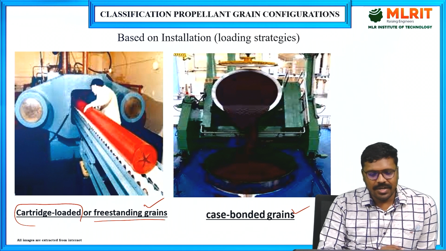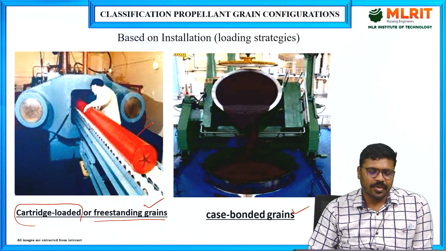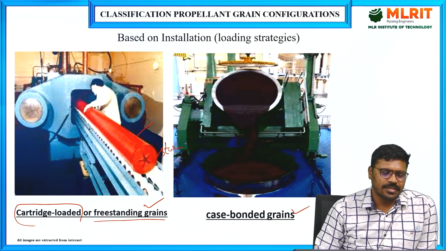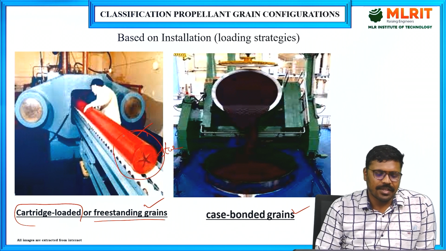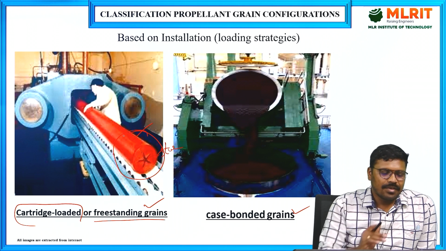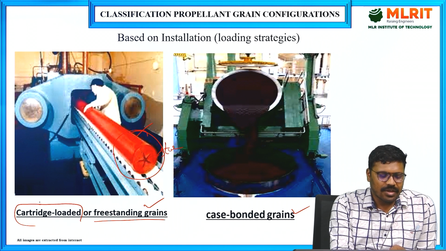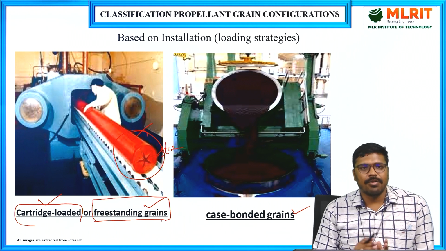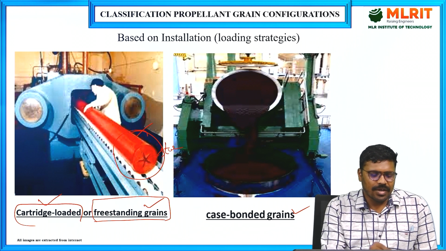You can see in the figure that this red one is the propellant grain, and the cross section perforation shape is a star. It is a star propellant grain. What they do is make this propellant grain outside the rocket motor case and then place it in the rocket motor. That is why it is called cartridge loaded or freestanding grain: the propellant grain is made outside and loaded into the rocket motor.